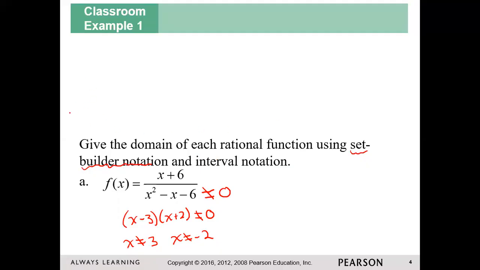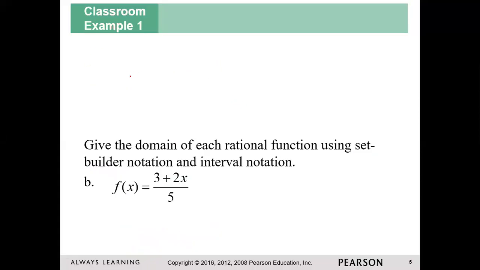So set builder notation is created this way. First of all, it needs to be a set. So we use the curly brackets just like we did before, and we start with an x, and then we put a bar here, and this bar represents "such that." So this is x such that x cannot be equal to the two values that we found by factoring. So 3 and negative 2. And that's it for this first one, okay?